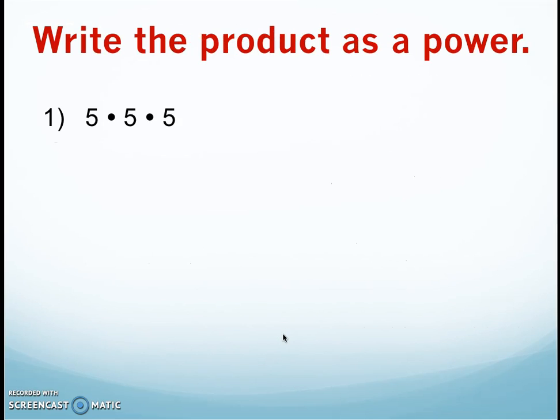All right, if we are writing the product as a power, this time I've got 5 times 5 times 5. So I have to count. I've got 1, 2, 3 5s. So I'm going to write that as 5 with an exponent of 3, 5 to the third power. All right, I could do this with a variable also, like I just had on that last slide. X times x times x times x times x. I have 5 x's here, so that's going to be x to the 5th power.